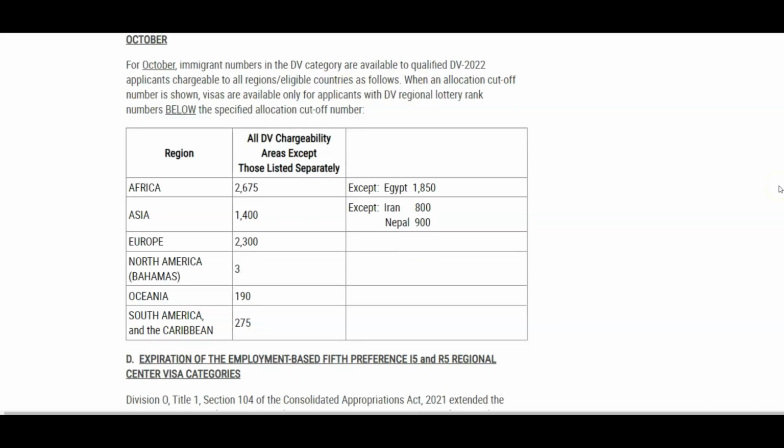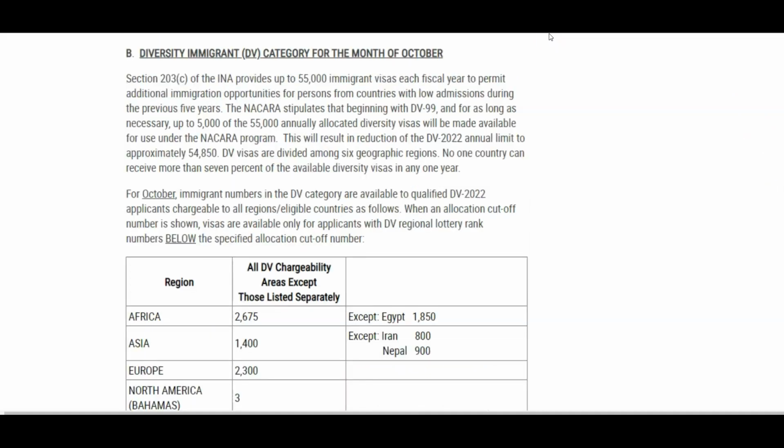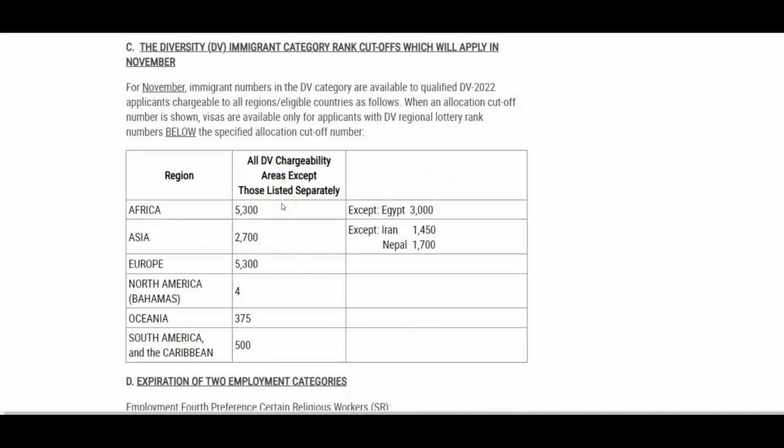Now, when you move to the next month, which is the Visa Bulletin that was published in the month of September, what you will realize is that the cutoffs for the various regions have increased. So this is what we usually experience in the first half of the fiscal year. That is, the cutoff numbers increase as the fiscal year progresses. But then when it comes to the second half of the fiscal year, the cutoff numbers don't always increase. They could increase, but they could also remain the same for more than 1 month.